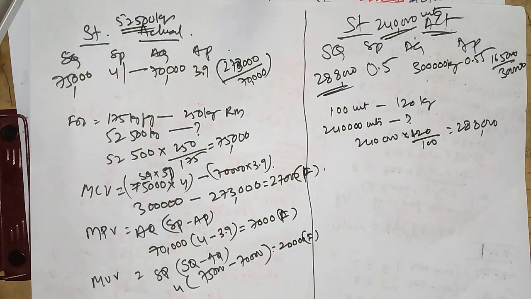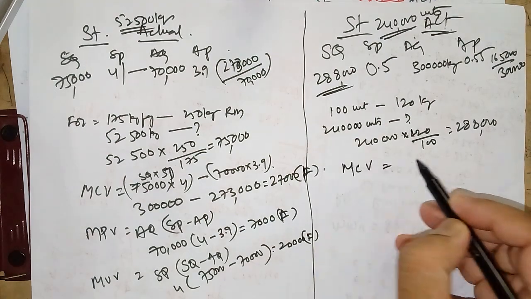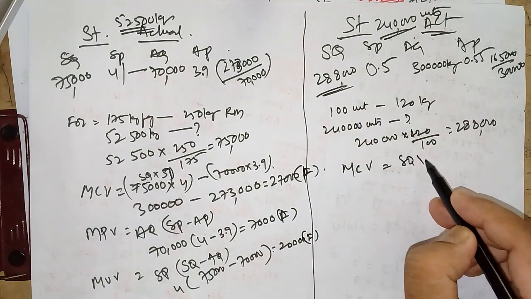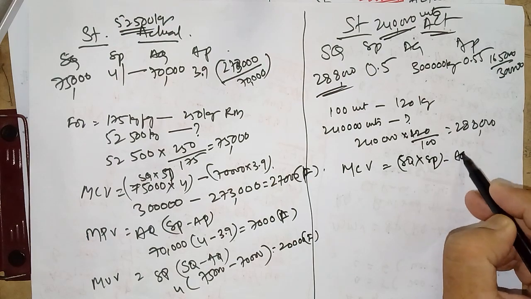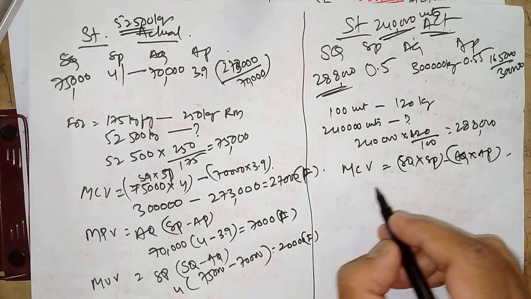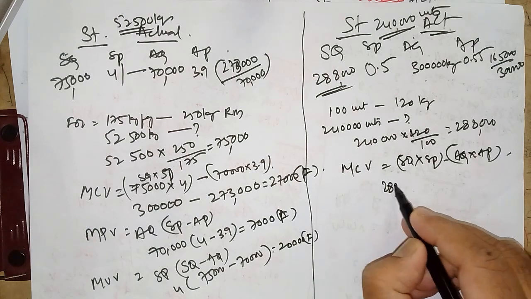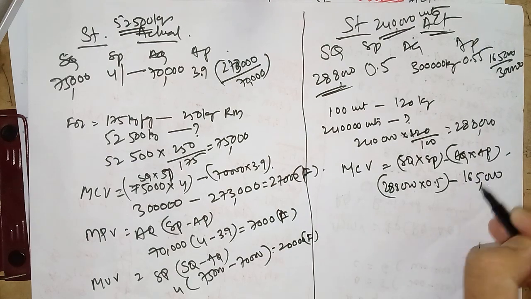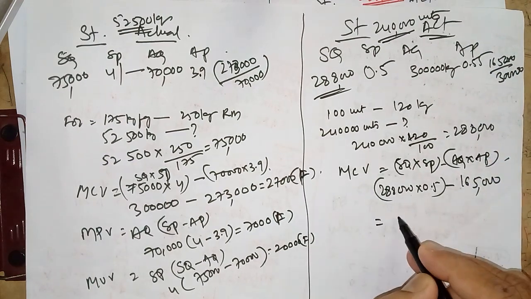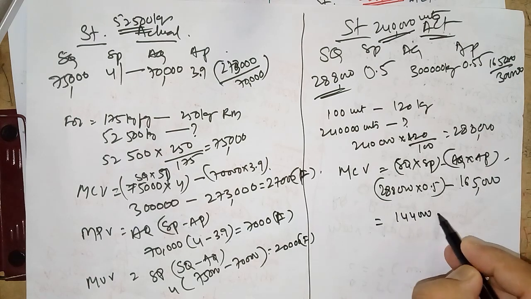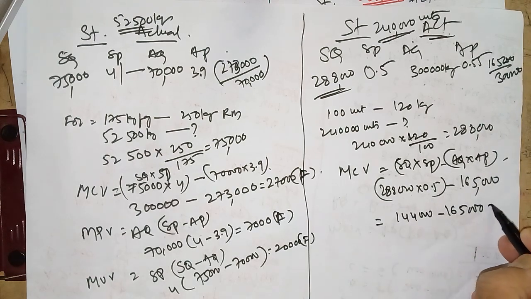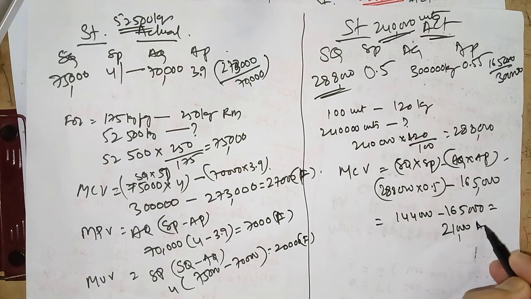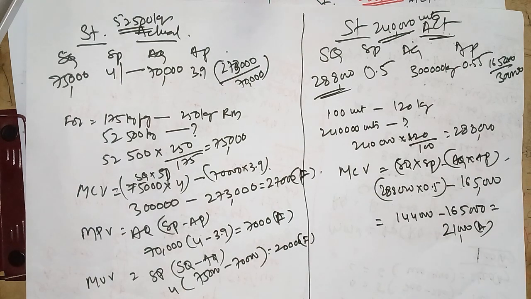So now we are asked to calculate MCV. MCV is equal to SQ into SP minus AQ into AP. 2,88,000 into 0.5 minus 1,65,000. Directly it is given in the question. That is 1,44,000 minus 1,65,000, that is equal to 21,000 A, adverse, right? So like this we have to calculate.